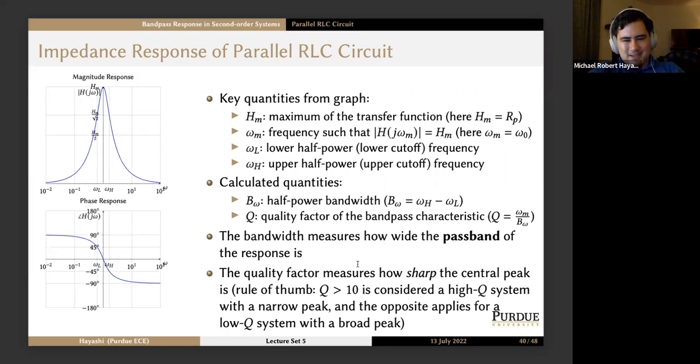And then the opposite, Q less than 10, is considered a low Q system, or at least maybe a moderate Q system with a broad peak. So it looks more like a gentle bump, a bell.